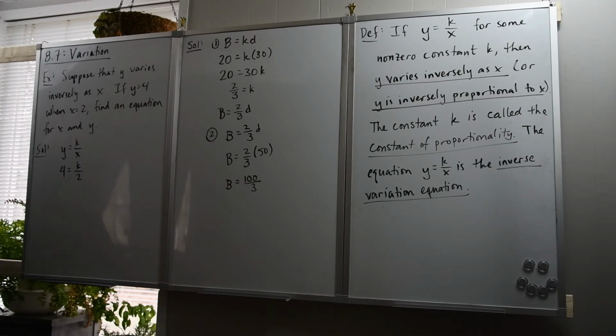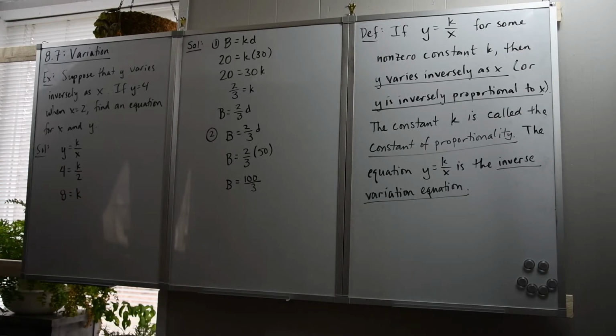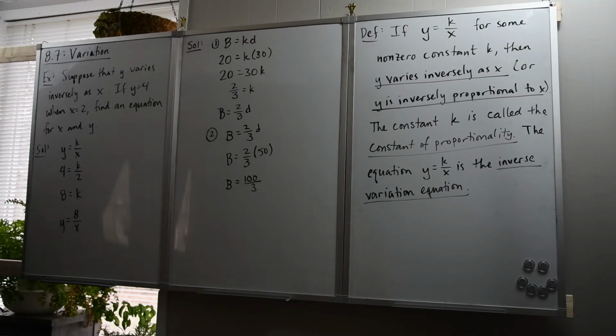But if you want to get k by itself, then all we have to do is multiply both sides of this equation by 2. So multiplying the left side by 2, 2 times 4 gives us 8. Multiplying the right side by 2, 2 times k over 2 is the same thing as k. So we get k equals 8 in this case. We can now take the 8, plug it into this more general form, and that will give us our equation y is equal to 8 over x. So that's the equation that we were looking for.